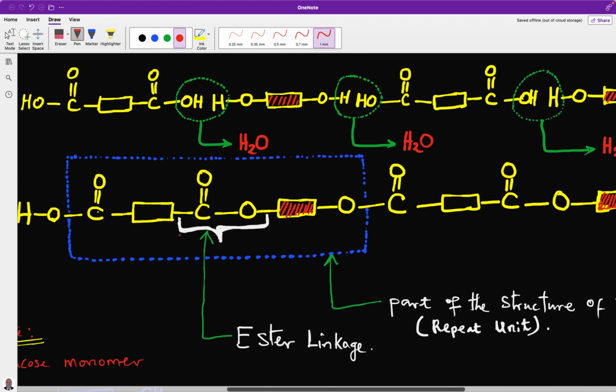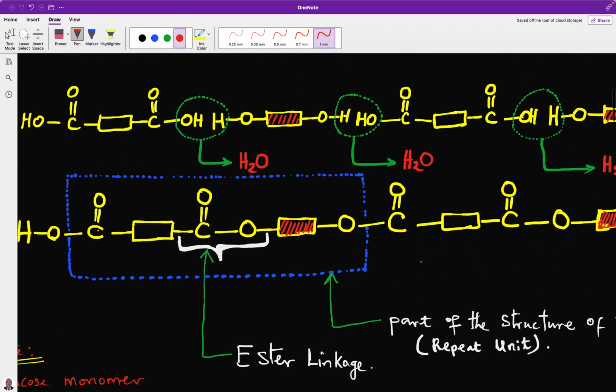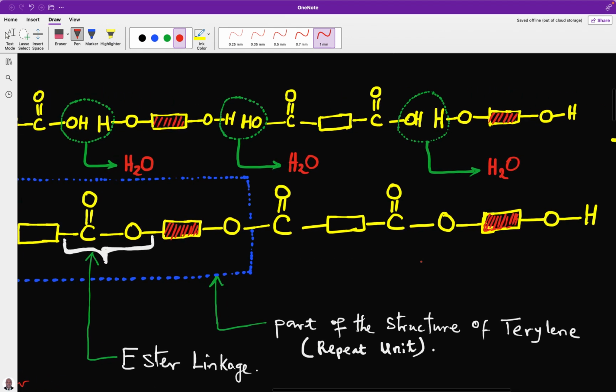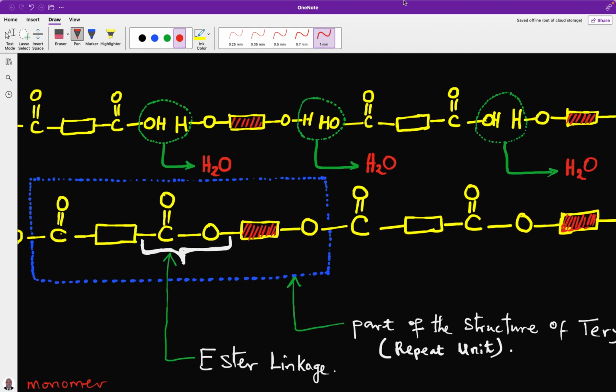Then there will be the ester linkage bond. And if you are asked to represent this in your answer, this is what you are supposed to write.